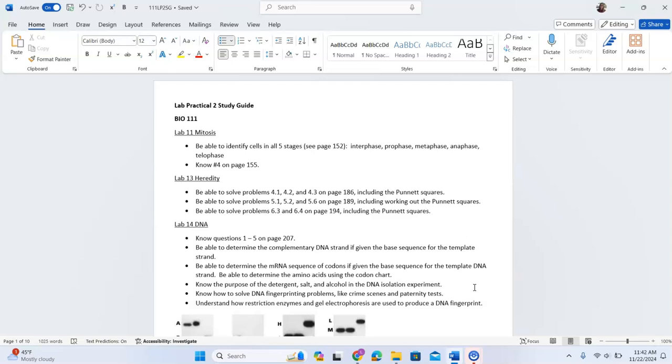The salt is to separate the DNA from the histone proteins, because the chromosomes inside the nucleus are composed of DNA plus protein, so the salt will separate the DNA from the protein.